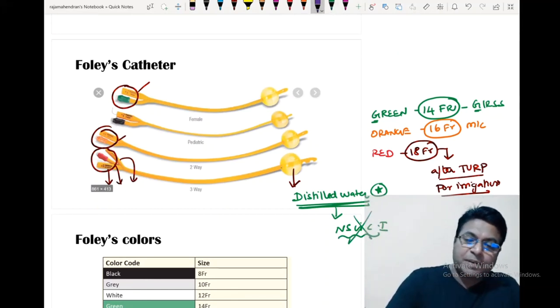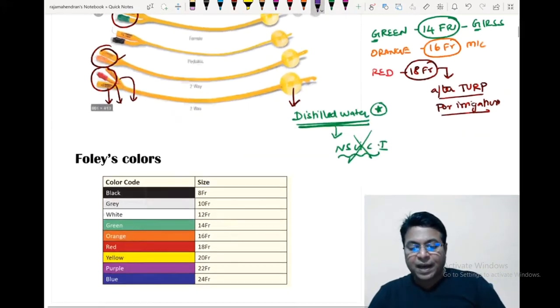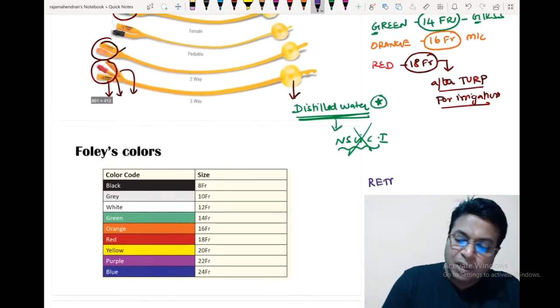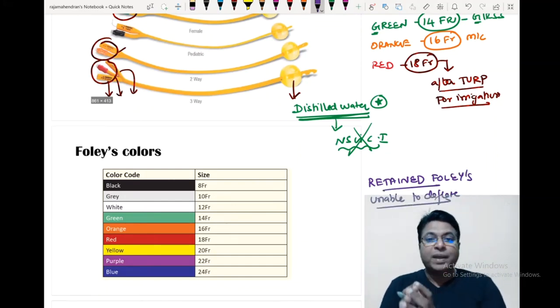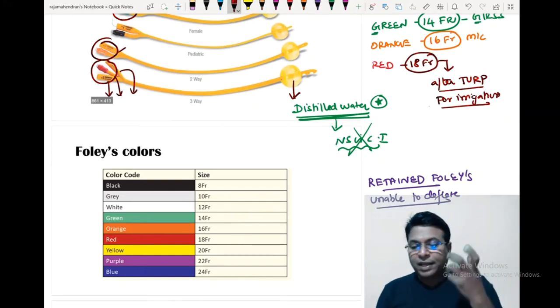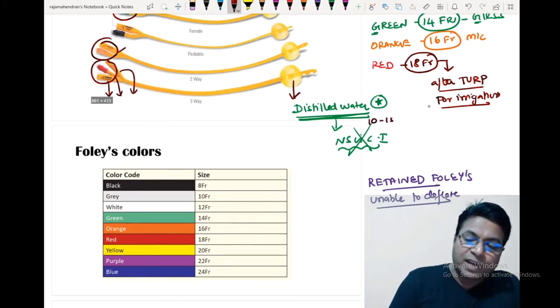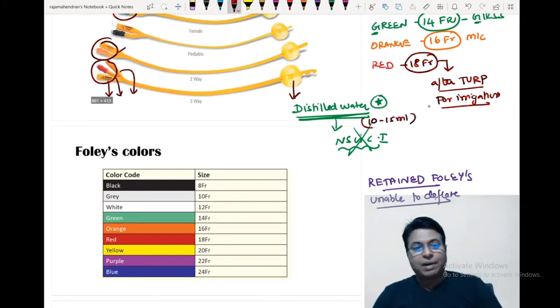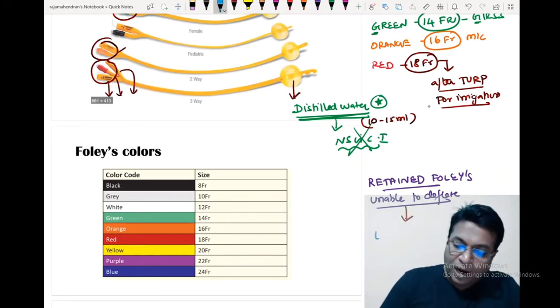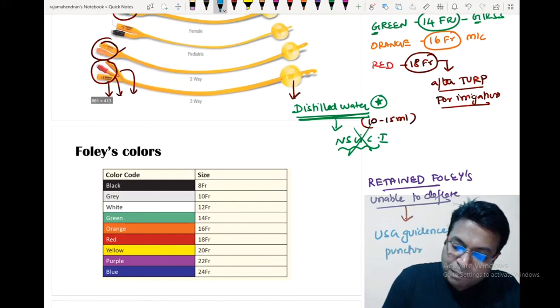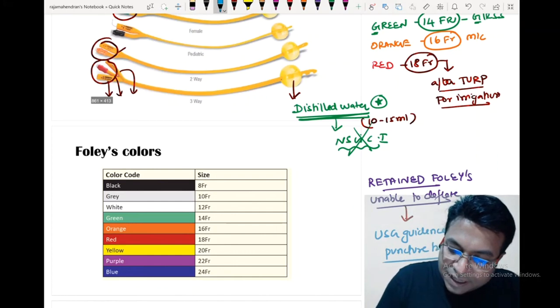And there is a recent NEET PG question. A patient had a Foley's catheter and the catheter is retained. You are unable to remove it. How will you remove the catheter now? Retained Foley's. You are unable to deflate. What will I do now? Distilled water, 10 to 15 ml, will have been inflated. Unable to deflate. The correct answer for this from an exam point of view: under ultrasound guidance, I will puncture the balloon. Please remember, I will puncture the balloon under ultrasound guidance is the correct answer for this question.